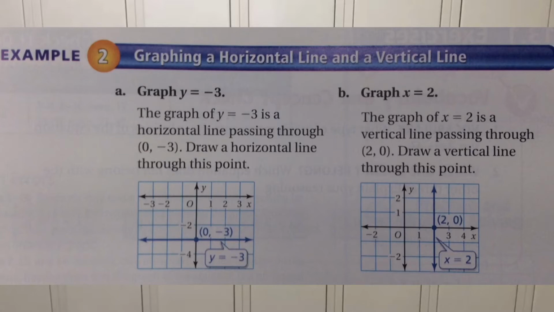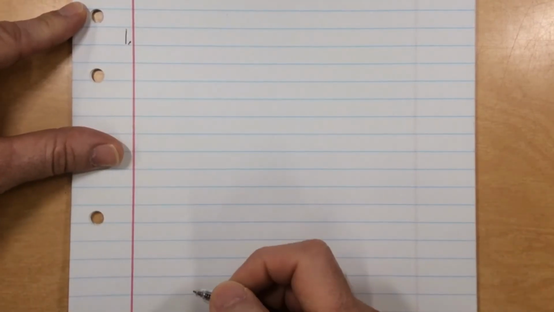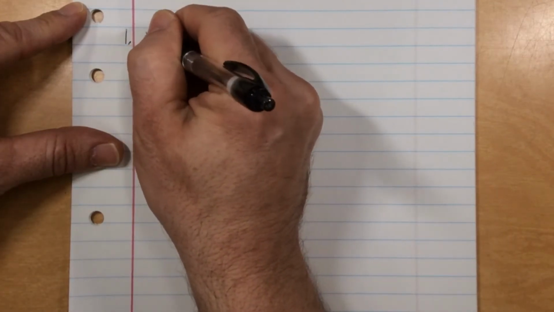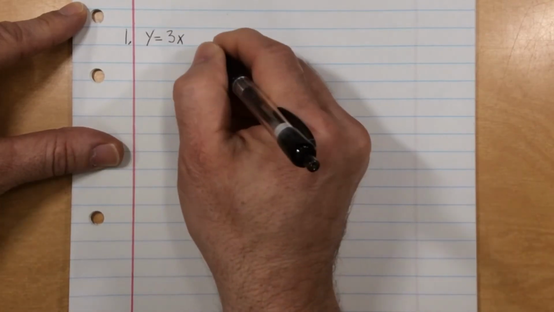And then example 2b, graph x equals 2. The graph of x equals 2 is a vertical line. It passes through (2, 0). So you draw the vertical line that passes through (2, 0). So let's work on these on your own. Number 1, from page 569, it says y equals 3x. And we're going to make a table for that.